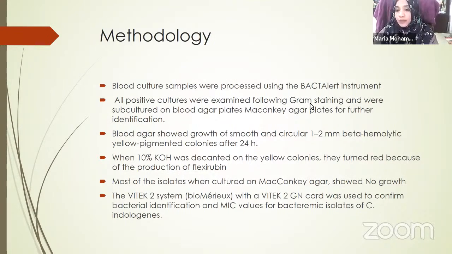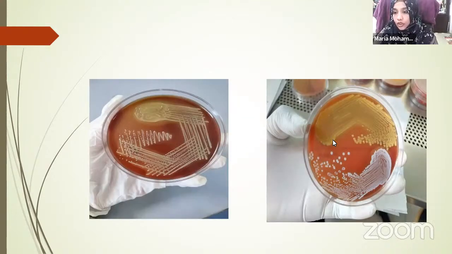Colony morphology on blood agar showed smooth circular mucoid colonies with beta hemolysis, and a distinct yellow pigment is present due to the presence of flexirubin. This yellow color was very helpful in preemptively identifying the organism. And one more characteristic feature of this organism was that it mostly did not grow on MacConkey agar.